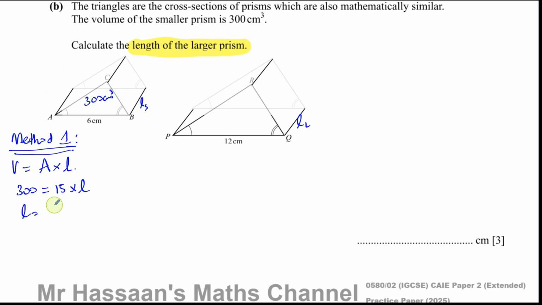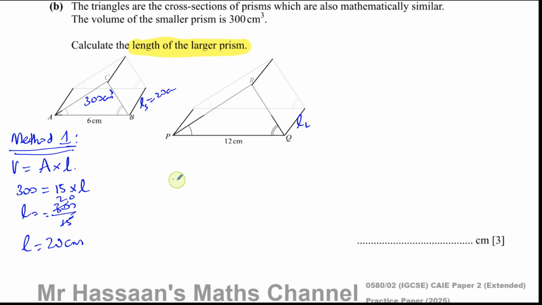So L is going to be 300 over 15. We can see here that 15 goes into 30 twice, and you've got an extra 0 there. So the length of this prism is 20 centimeters. And I know that this length is going to be double this length. So the length that we're looking for is going to be 20 times 2, because the ratio of the lengths is 12 over 6, which is 2. We could set it up in the same way as before, but we know the ratio of the length is 2, and this is the bigger length, so it's going to be 2 times.